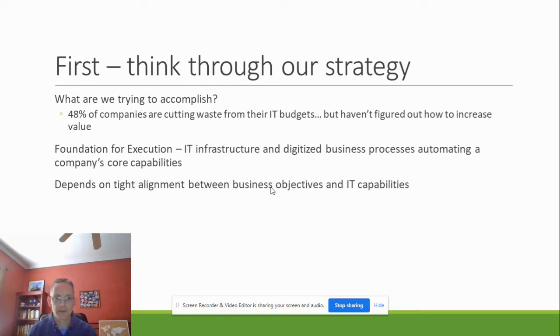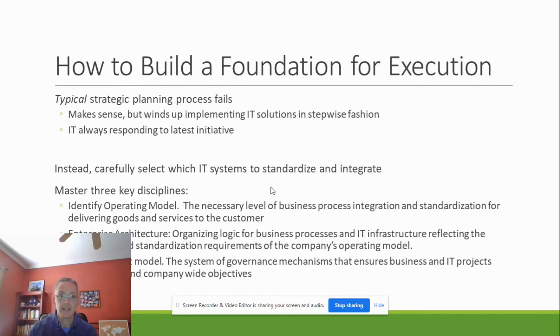Understand your enterprise architecture, build a foundation for execution of IT infrastructure and services. So those processes that automate your company's core processes will be most effective in meeting the company's strategies. Again, like we've been talking about up until now, this relies on tight alignment between your business objectives and your IT capabilities. So the foundation for execution is the beginning of that.